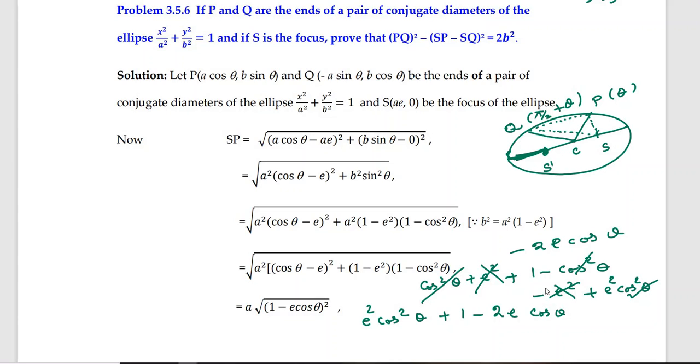1 minus 2e cos theta plus e square cos square theta. So this is what is left. But obviously this is nothing but square root of 1 minus e cos theta the whole square. So you just get a into 1 minus e cos theta. So that is our SP, which we have already calculated.